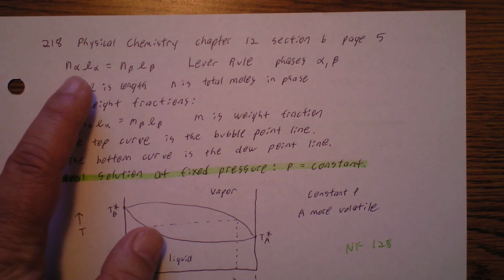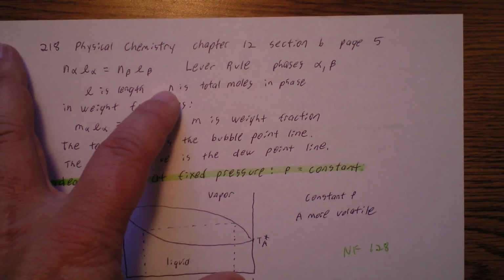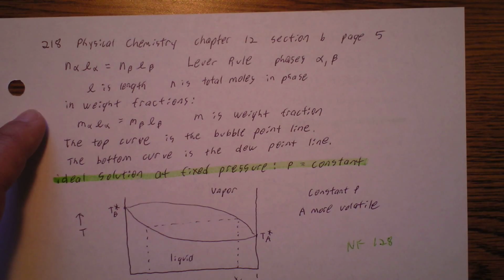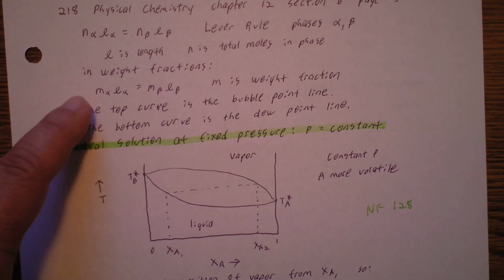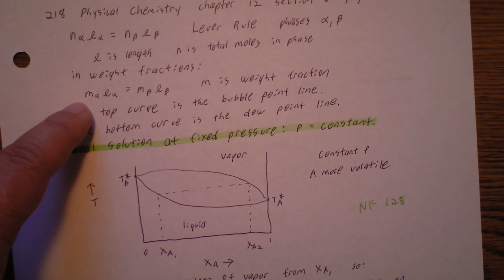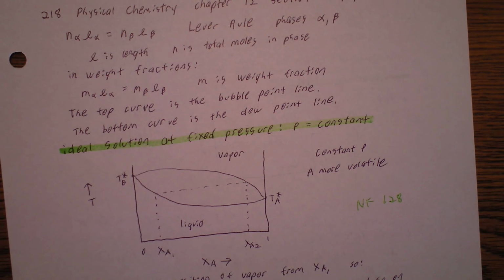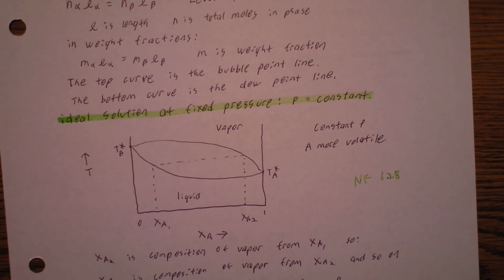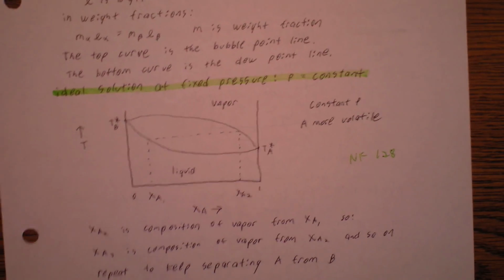So like I said, in this case, this L means length. It's not a subscript for liquid, obviously. And then N would be the total number of moles in the phase. We can also do this in weight fractions, where M is the weight fraction of alpha times the length of alpha, and that's going to be equal to the weight fraction in the beta phase times the length in the beta phase. Now that top curve is also what we call the bubble point line, because that's where we first start seeing bubbles form from the liquid.